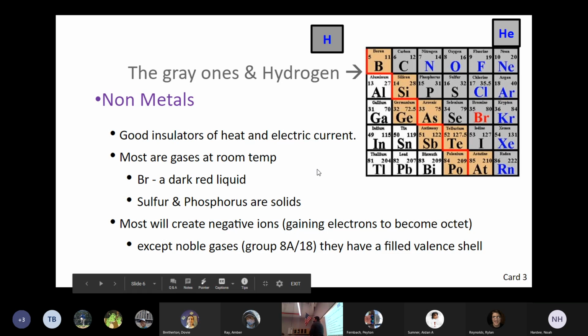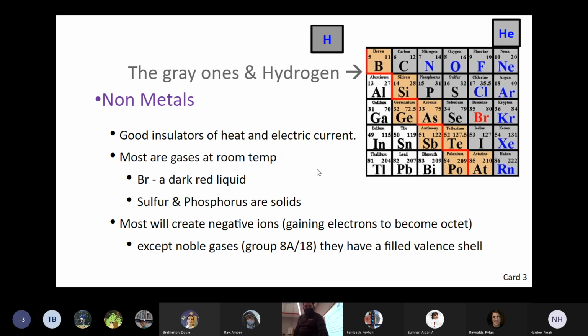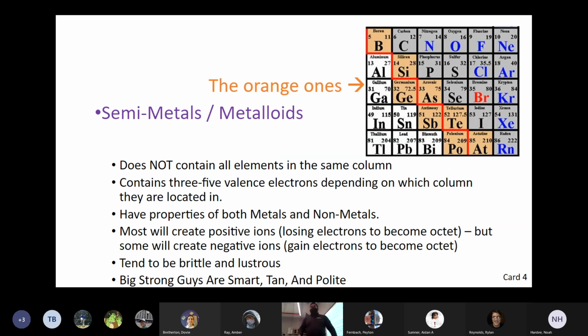All right, the next one. You're going to take a picture of your flashcards. The next one is the orange one on that staircase. Again, you do not have to be exact about it. You don't have to count which box it is. But know that the orange one, the little staircase that goes right between the metals and the non-metals, are called semi-metals. They're kind of like metal, kind of like non-metal.